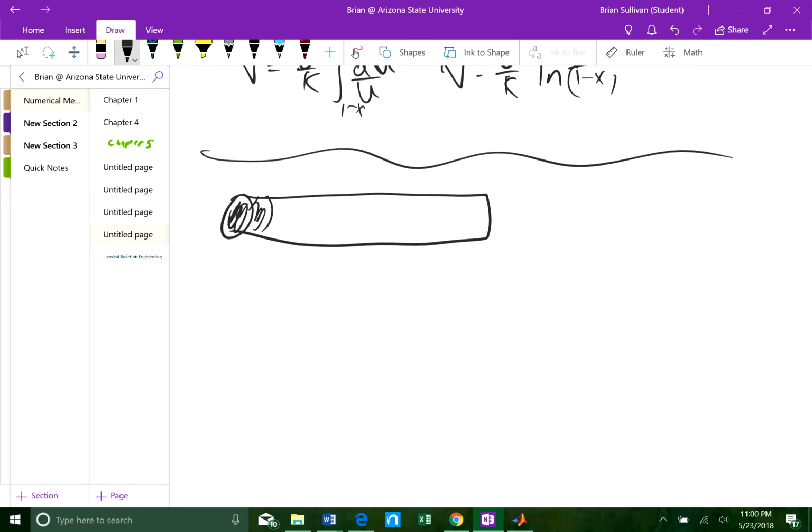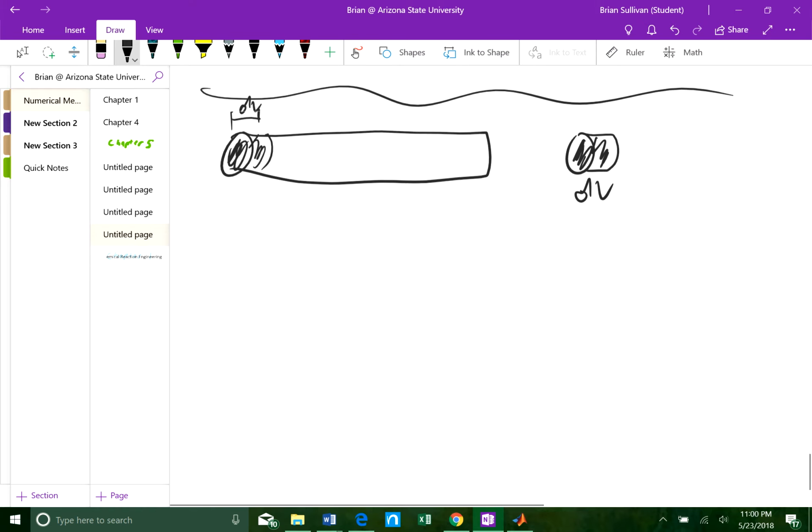Okay, so there's your differential plug, dV. I like to draw it off to the side because it makes me keep in mind that I'm dealing with a differentially small element, especially when I'm doing the balance. Okay, so the generic equation is in minus out plus your generation term is equal to accumulation.